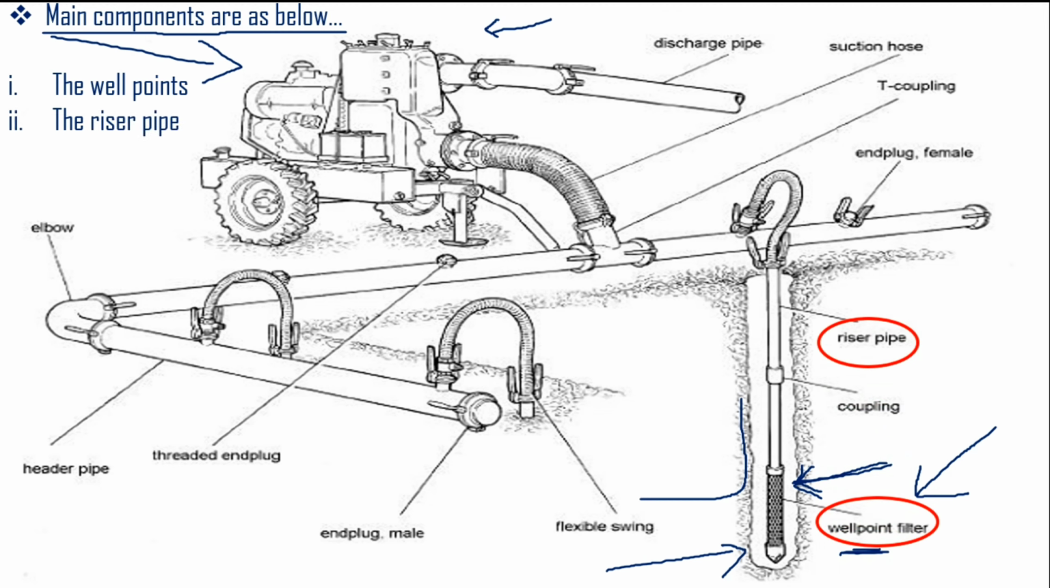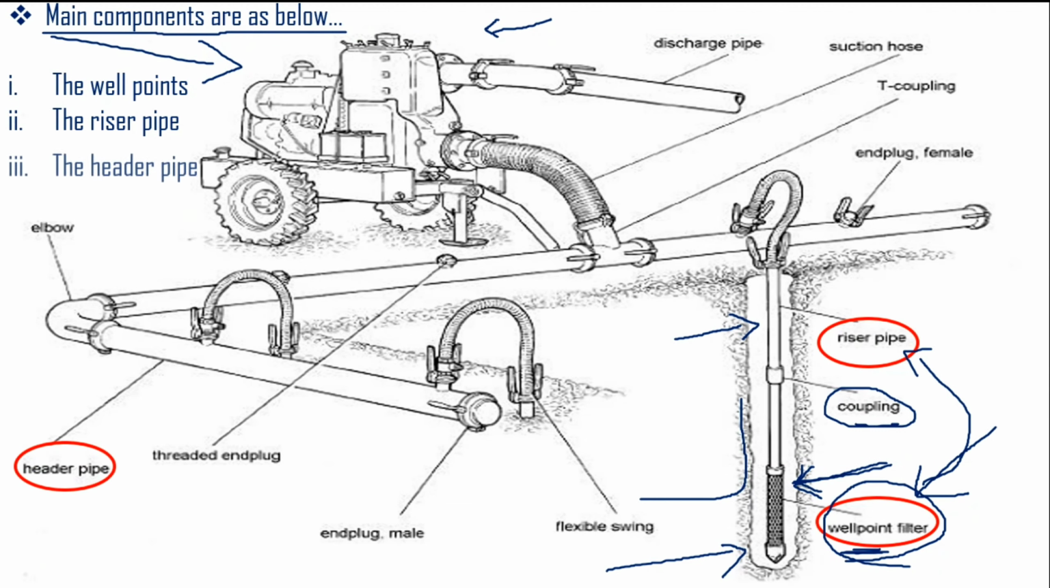Now the next one is the riser pipe. The topmost portion is represented as the riser pipe. In terms of the installation process, first I fix the well point with my riser pipe, and the riser pipe has a length of maximum up to 1 meter. But if I need to use more than one riser pipe, then I use a coupling that can be attached in between two or more riser pipes.